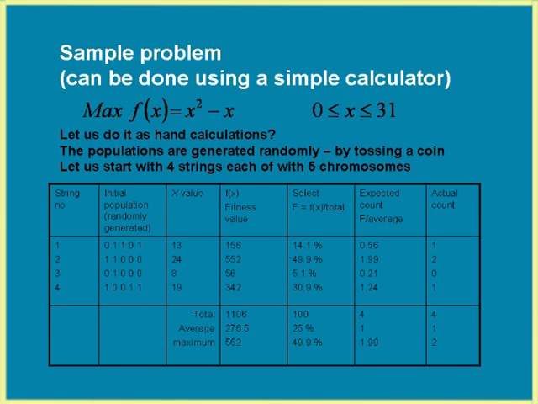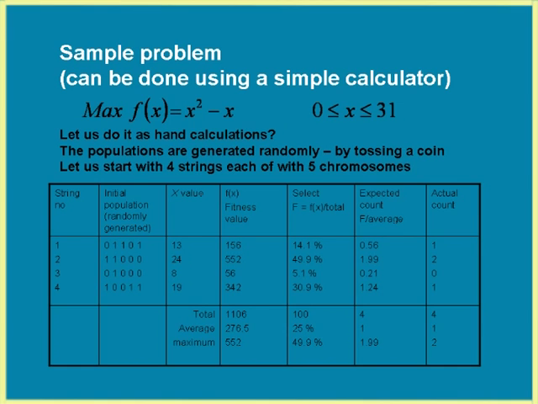Suppose if I have 8 population, then the average will be 100 by 8. That means each solution represents only that much percentage in my solution space. Then the maximum is 49%. Then this is the expected count. That means the total divided by the average value. That is 156 divided by 276.5.